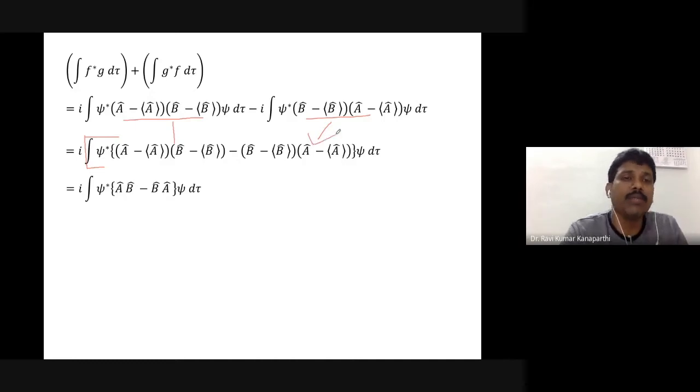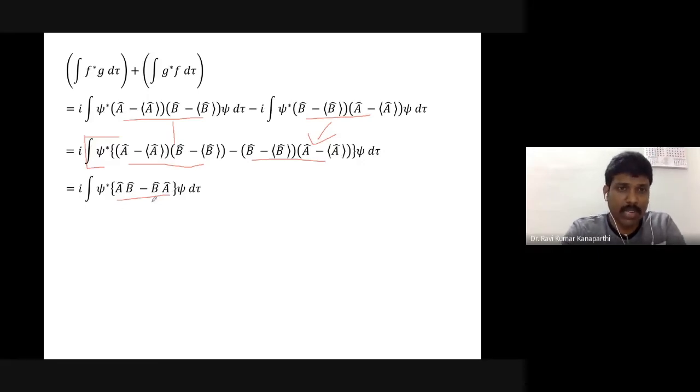If you try to simplify this, you will get 4 terms here, and similarly 4 terms here. All the cross terms vanish. Only 2 integrals will survive, and those are nothing but the operators AB minus the operators BA. You can take it as an exercise and do it. This is what you get.